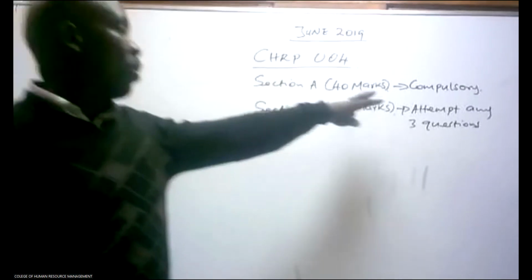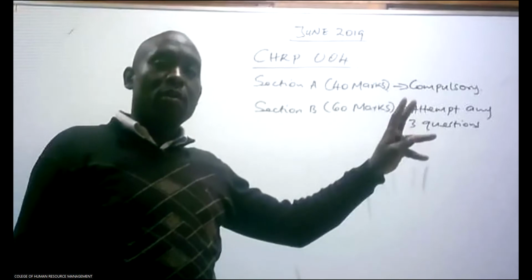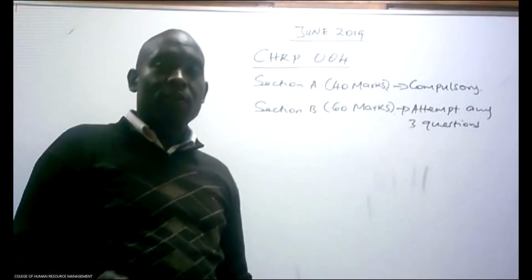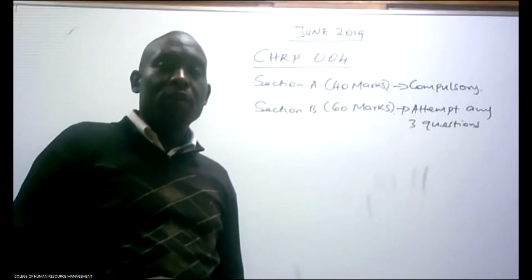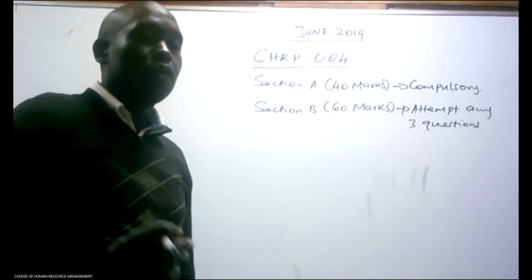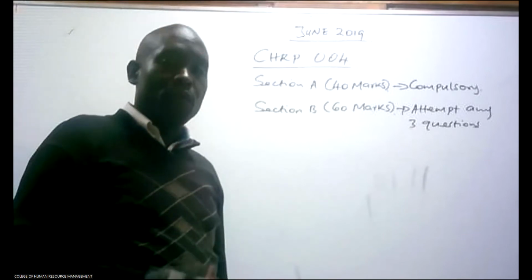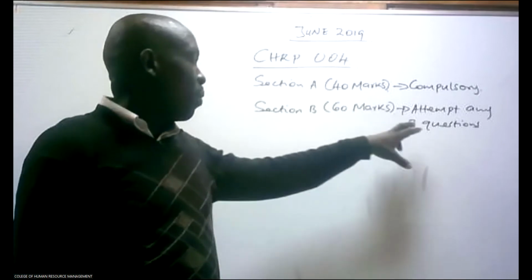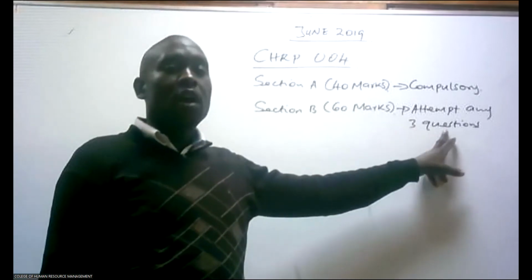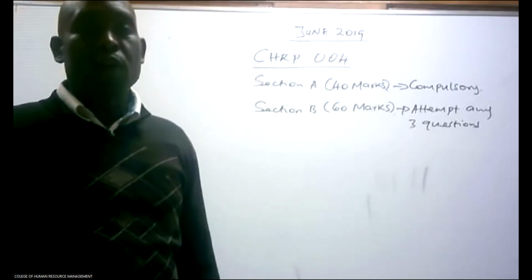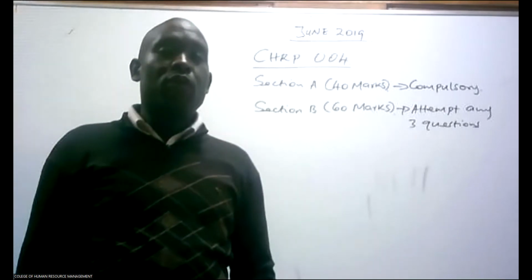Section A, you need to do all of them. We have question number 1, question number 2. Question number 1, you might find it is number 1A, number 1B. You can also find question 2A and question 2B. You attempt all of them. Then go to section B, you pick any 3 questions out of the 4 that you feel so comfortable with. Only leave 1 question there.